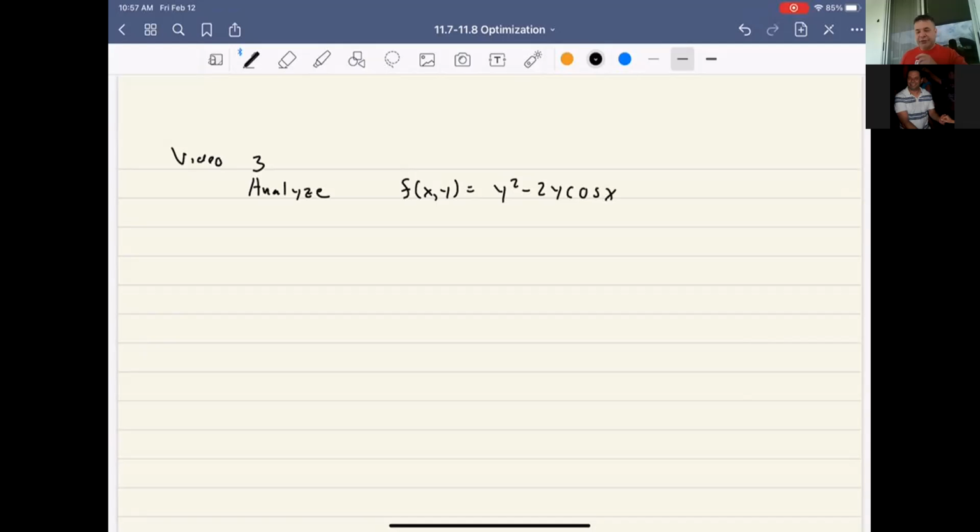Okay, so let's take the first derivative. The derivative of this with respect to x is going to be 2y sine x. The derivative of this with respect to y is going to be 2y minus 2 cosine x. Okay, so we have to find when this is 0. So let's look for critical points.